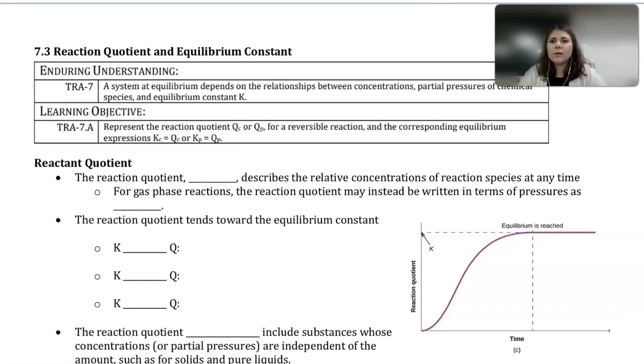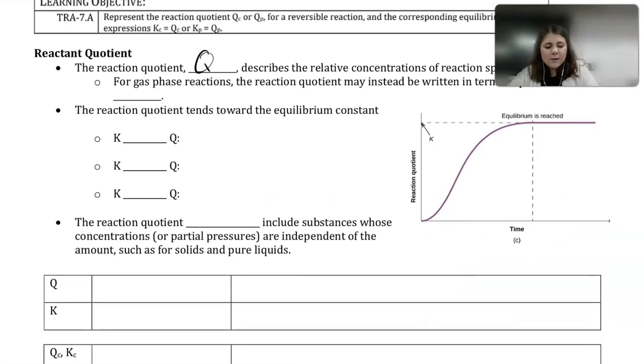In this lesson, we're going to look at 7.3 reaction quotient and equilibrium constant. So this learning objective states that we should be able to represent the reaction quotient as either a Qc or a Qp, so again, concentration or pressure, for a reversible reaction, and the corresponding equilibrium expression, Kc equals Qc or Kp equals Qp. So the reaction quotient, let's talk about what that is.